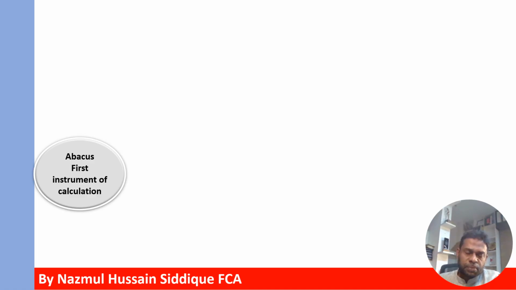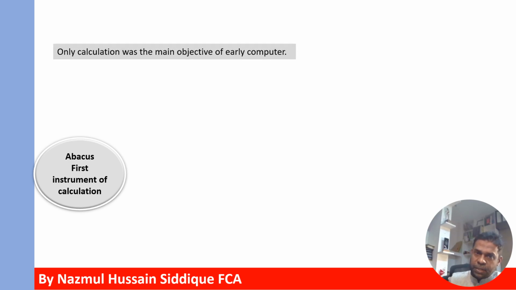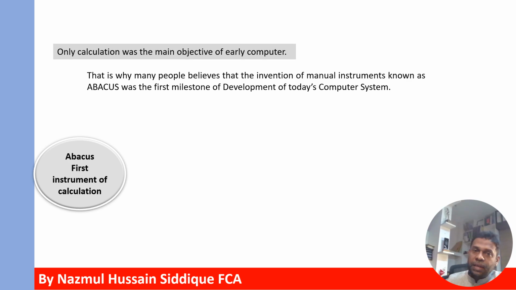ট্রেন্ডস অফ কম্পিউটার সিস্টেম ডেভেলপমেন্টের ফার্স্ট মাইলস্টোন হিসেবে ধরে নেওয়া হয় অ্যাবাকাসকে। Abacus was the first instrument of calculation. Early calculation was the main objective of early computer. প্রথম দিকে কম্পিউটারের একমাত্র উদ্দেশ্য ছিল ক্যালকুলেশন. That is why many people believe that the invention of manual instruments known as abacus was the first milestone of development of today's computer system.